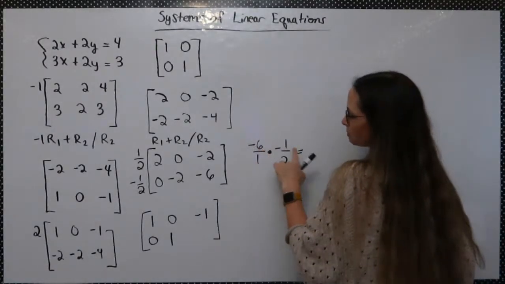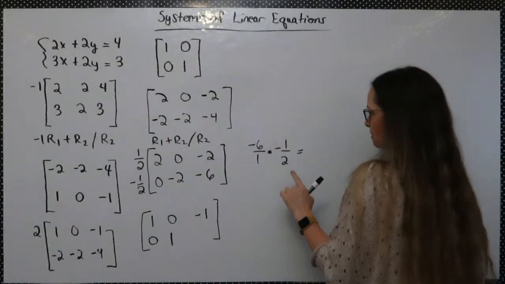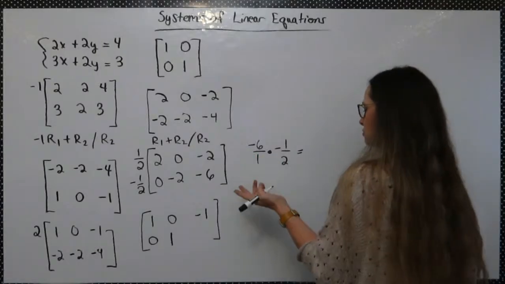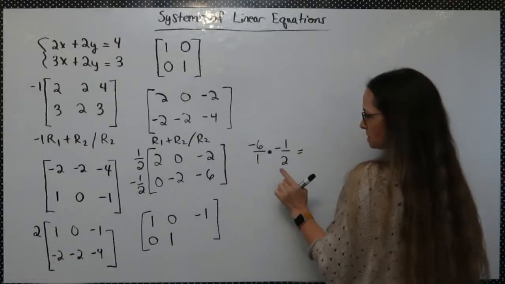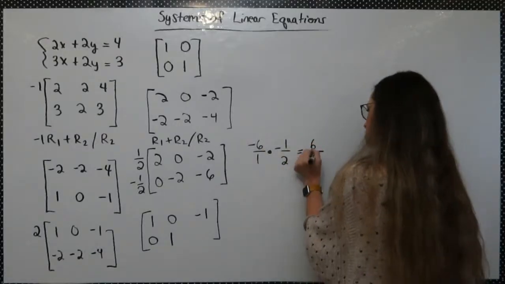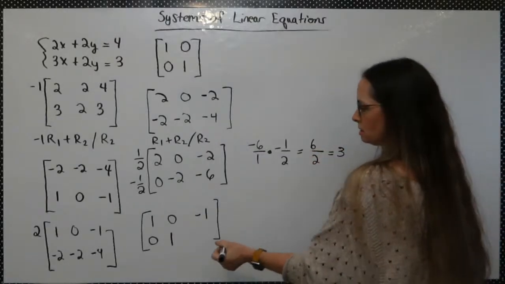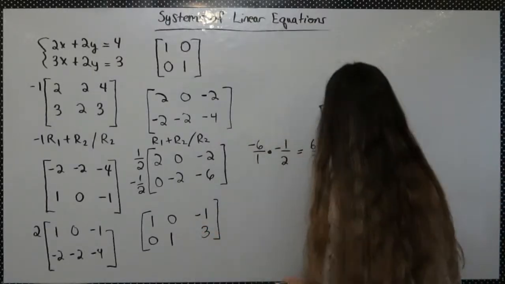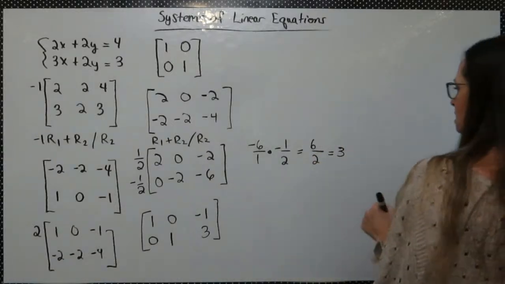So when you're multiplying fractions, you're just multiplying numerators and denominators and then treating the sign. So you have two negatives. It's going to lead to a positive. 6 times 1 is 6. 1 times 2 is 2. And 6 divided by 2 is 3. So I've essentially solved this system. Not very many steps.